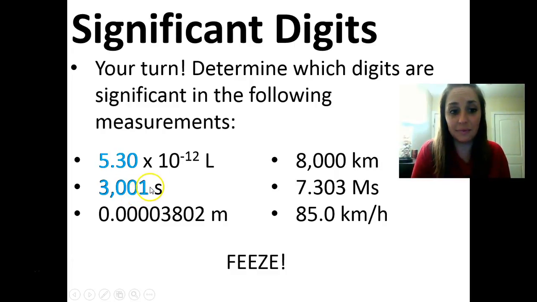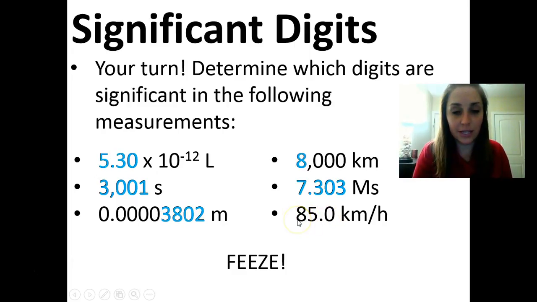The next one, 3001, first non-zero to last non-zero counts all of them. So they're all significant. I have 0.00003802. What was the first digit that I said that wasn't a 0? Well, that was 3. What's the last non-zero? 2. There's nothing after that, so those are your only significant digits. 8,000 kilometers. My first digit that's not a 0 is going to be this 8. There's no decimal at the end, so you don't keep the zeros. 7.303, so the first non-zero is a 7, the last non-zero is a 3, it's also your last digit, so all of them are significant.